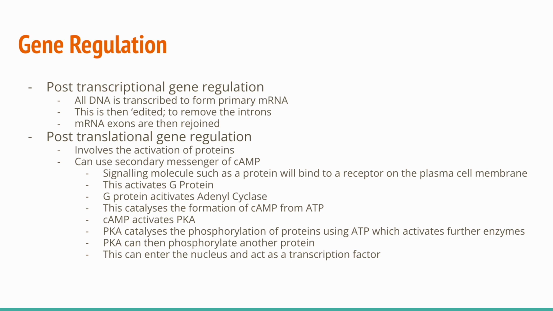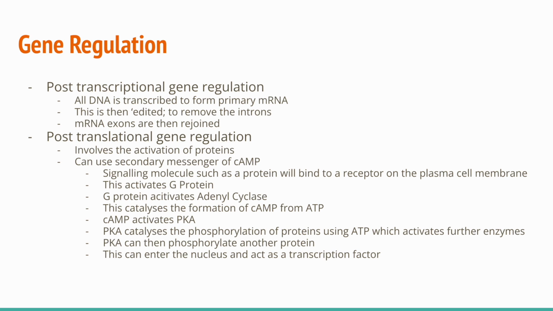This binding activates the G protein, which in turn activates adenyl cyclase. Adenyl cyclase catalyzes the formation of many molecules of cAMP from ATP. The cAMP, which is cyclic AMP, activates PKA, which is protein kinase A. This then catalyzes the phosphorylation of proteins, which utilizes ATP through hydrolysis of ATP, and the phosphorylation then activates many enzymes in the cytoplasm. These could be those that convert glycogen to glucose, for example, etc.